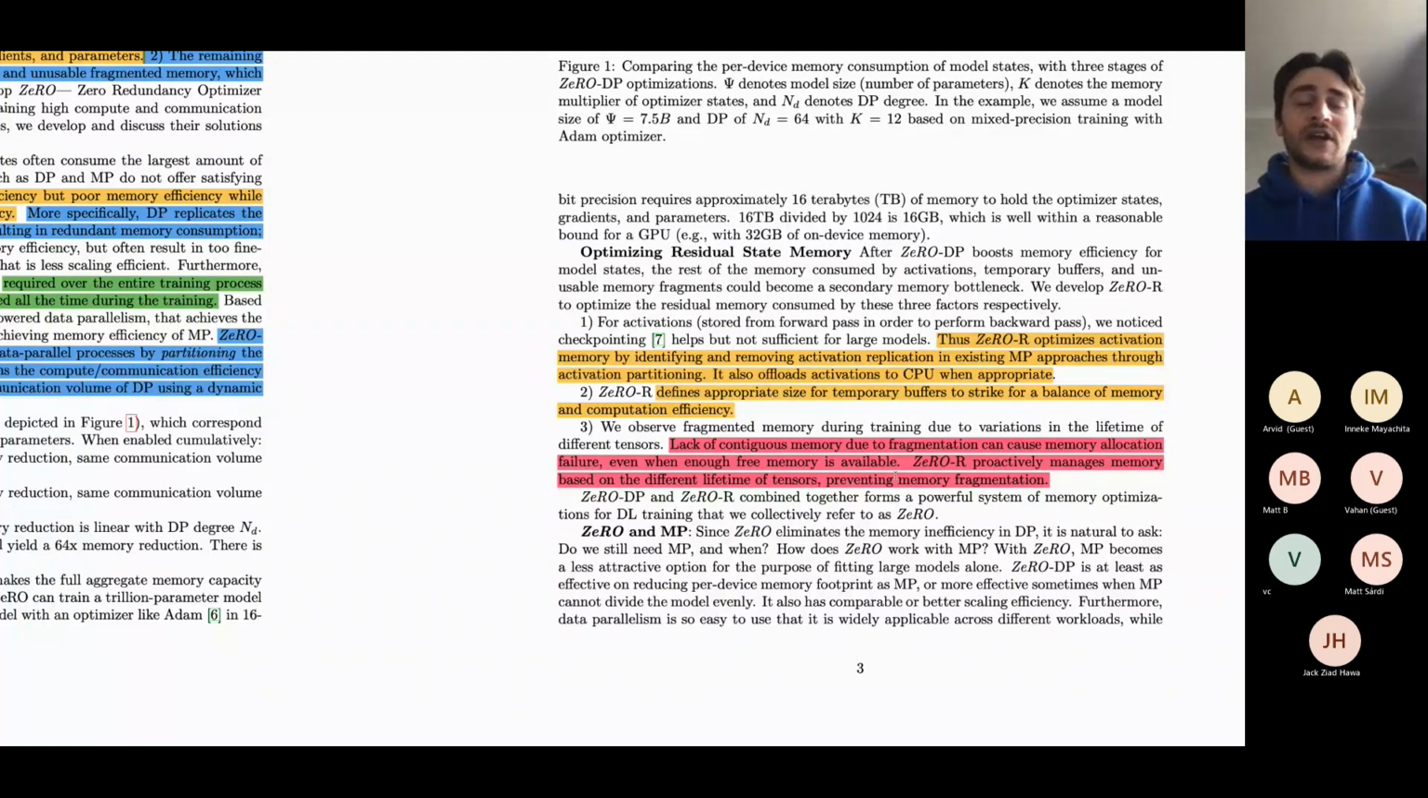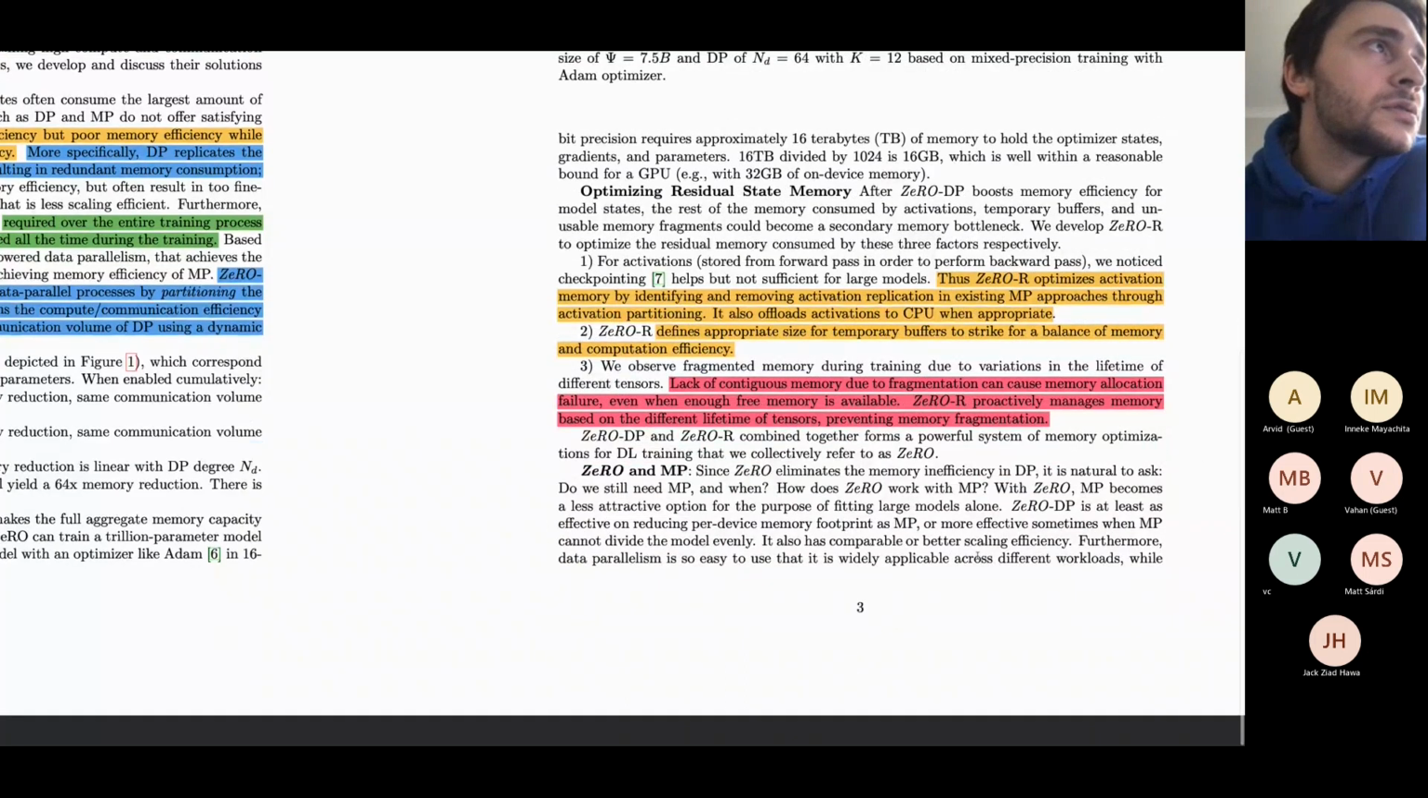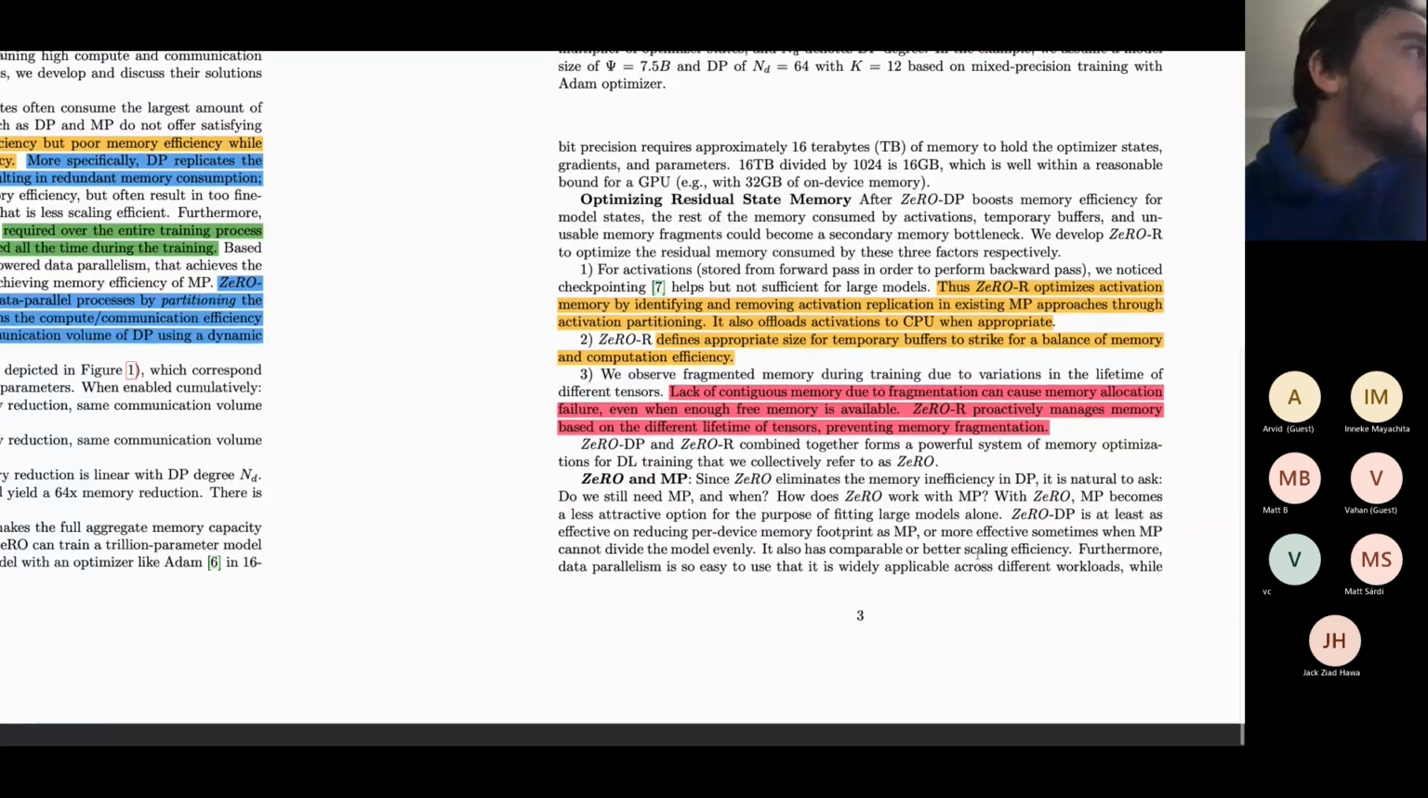memory, contiguous memory in different spots. And this can cause fragmentation because there's no optimization there to make sure that there's large amounts of contiguous memory available at all times. Instead, they're just taking what they can. And so the authors realize that they can use some simple observations in order to free up a lot more contiguous memory within a GPU so that you can use the full amount of memory within the GPU. So that's optimizing residual state memory.